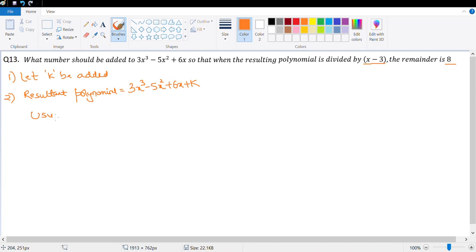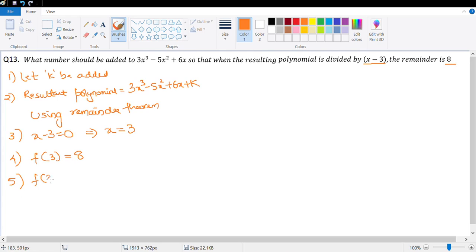So using the remainder theorem, what's given is x minus 3 is equal to 0, which means x is equal to 3. So since the remainder is 8, the value of the polynomial when x is equal to 3 will be equal to 8. Since it's being divided by x minus 3, the value of the polynomial when x is equal to 3 will be the remainder, in this case 8. Let's figure out the value.